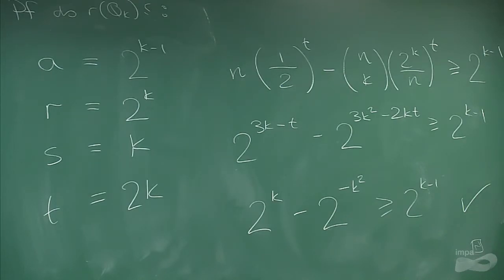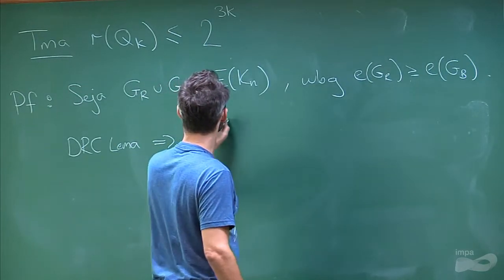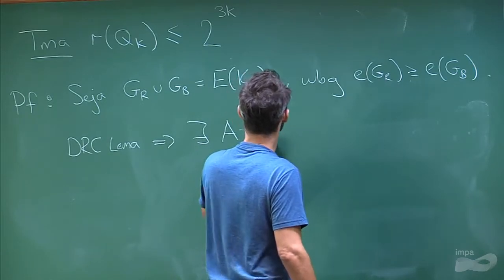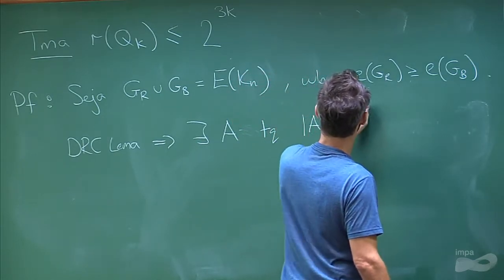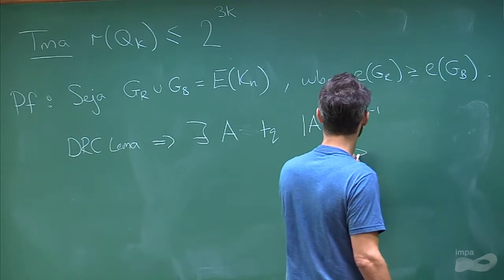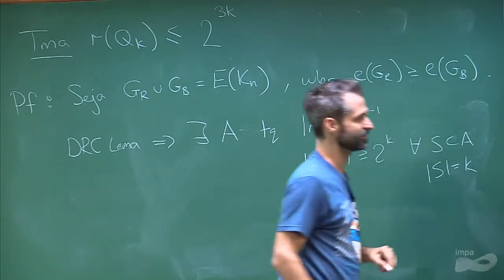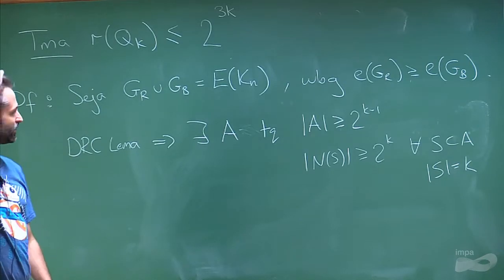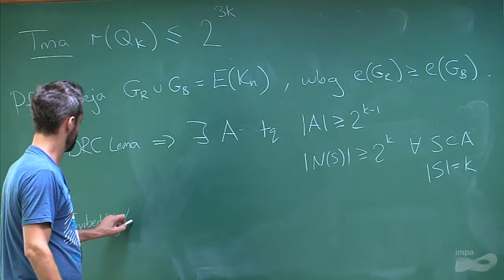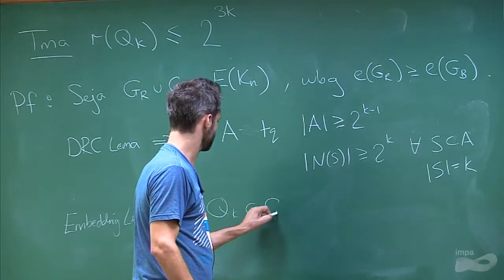Dependent random choice lemma applied to GR tells us that there exists a set A in the vertex set of our coloring, such that the size of A is at least 2^(k-1), and the common neighborhood of S is at least 2^k for all subsets S of A of size k. The embedding lemma then implies that Qk is contained in GR.